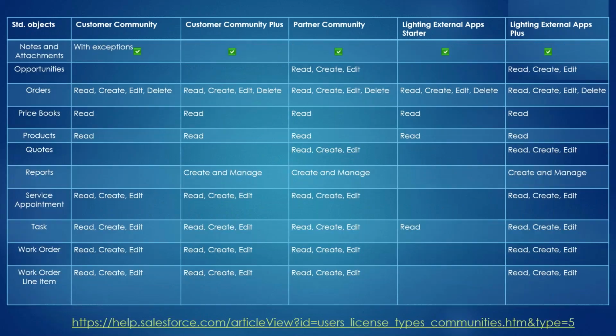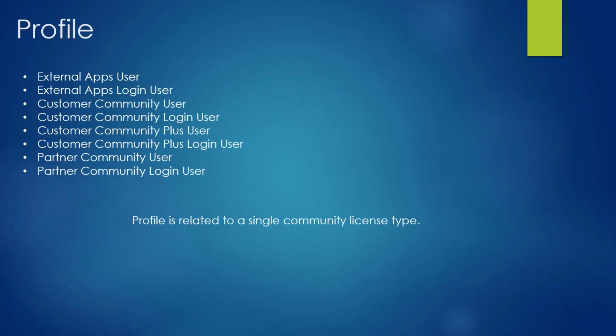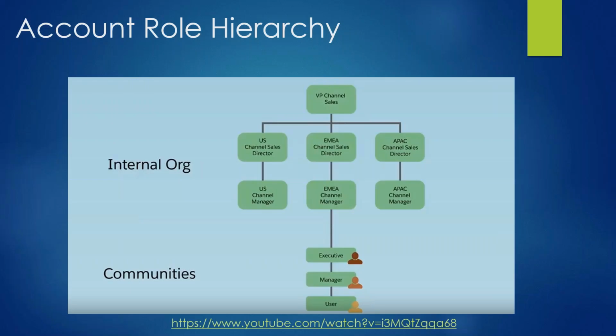Thanks, Vinay. I think you are going at the right speed. Only one question about the role hierarchy. For communities, can we have the same structure, giving access as we have shown for the internal organization? Can we give access in a similar manner, with a VP channel sales who can have three subordinates under them? No, it's not like that.